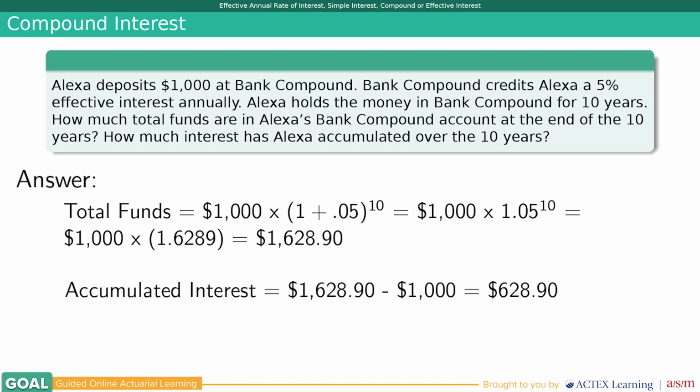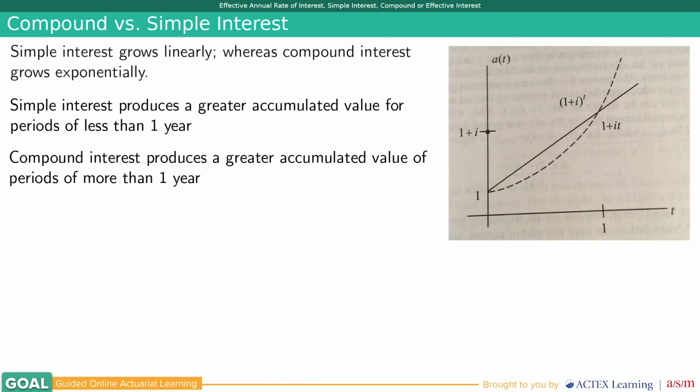So again, the accumulated interest for the whole period of 10 years is the end of the year accumulated amount of $1,628.90 minus the initial amount at the beginning of the 10 years, which is $1,000. So over the 10 years, we've accumulated $628.90.